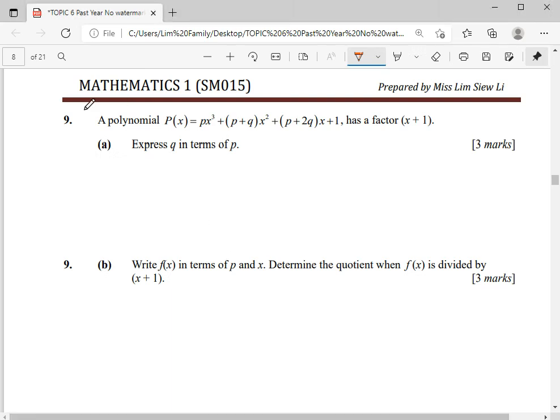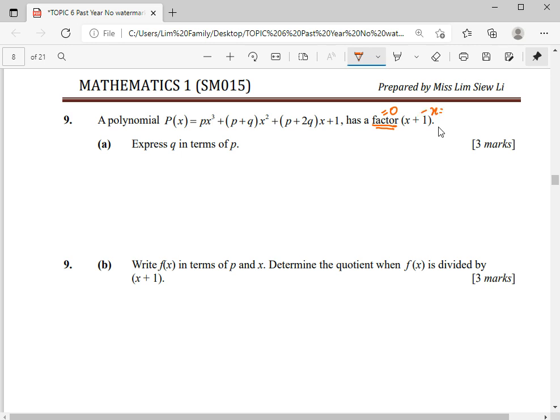So for question 9, given that our polynomial is a cubic, when you can see the x power of 3 means this is a cubic polynomial, and it said it has a factor. So when it said it has a factor, means this is our factor theorem. Our polynomial will equal 0 because the keyword is factor, means no more remainder will be left behind when it is divided by x plus 1.